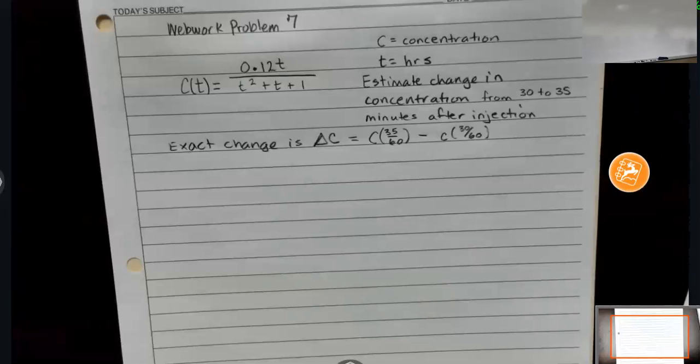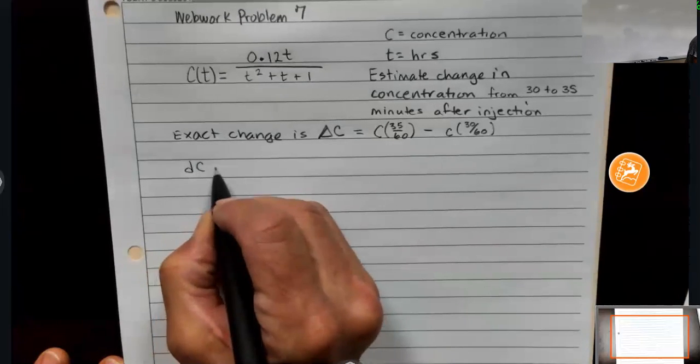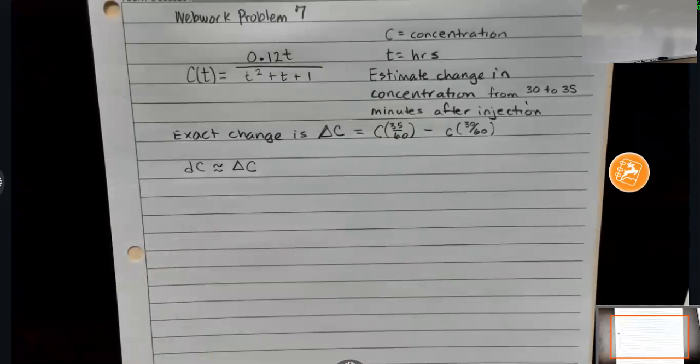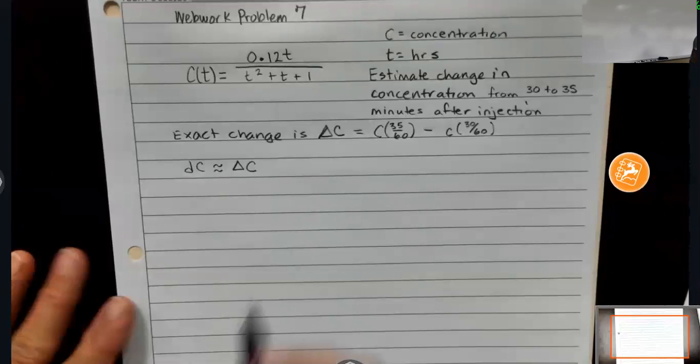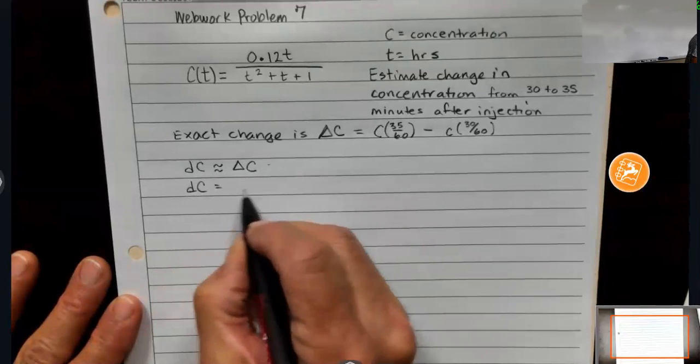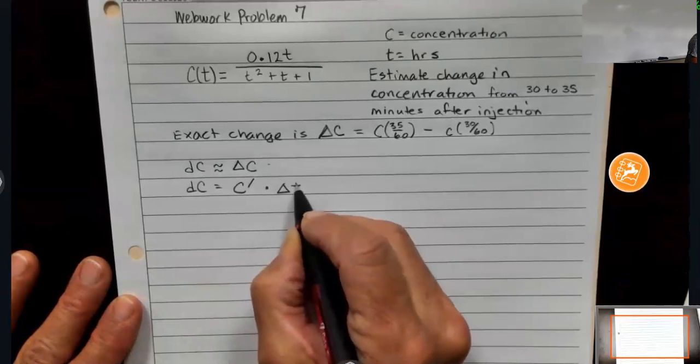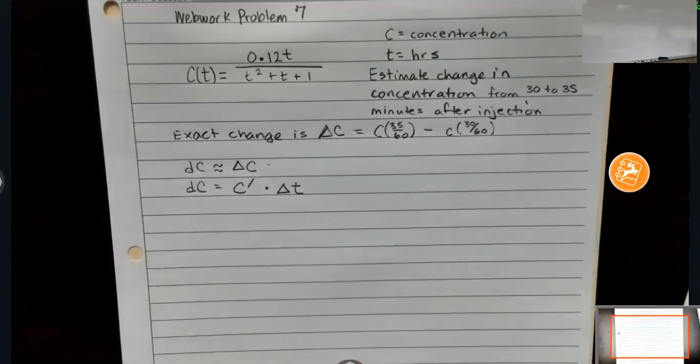So instead, this problem asks us to estimate that change. And our entity that estimates the change in C is going to be called the differential in C. That's the dC. The differential in C was that last part in the equation of the tangent line. It's the derivative times the change in the independent variable. So dC is going to be C prime times the change in the time. Okay, so I can write change in time like that.